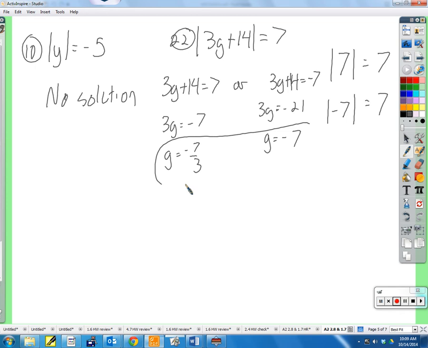Try it out yourself, plug in negative 7. Negative 21 plus 14 is negative 7. The absolute value of negative 7 is 7. Put negative 7 thirds in there, the 3's cancel, you get negative 7 plus 14. Negative 7 plus 14 is 7. Absolute value of 7 is 7. All I'm doing there is plugging those values for g that we just solved for back into the original equation. They had better work, otherwise we did something wrong. The only reason it wouldn't work in this case is because we did something wrong.